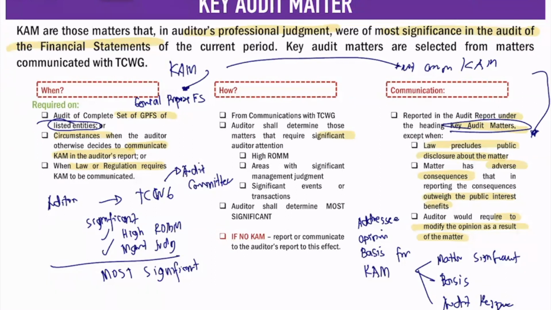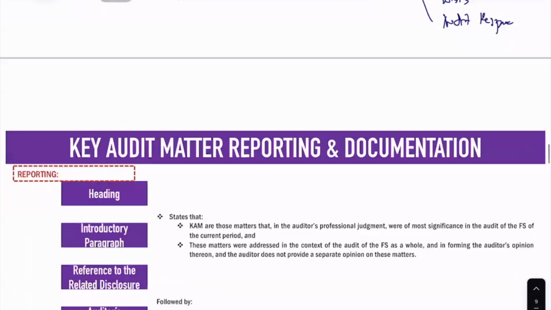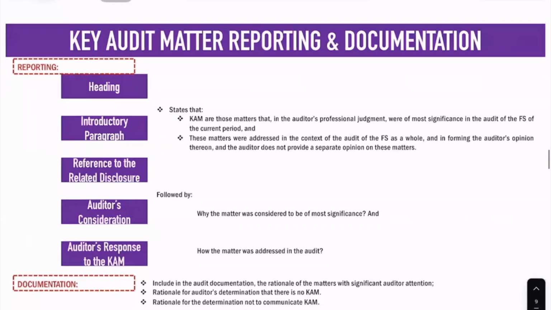And how do we communicate it? First, addressee, the opinion, the basis for the opinion, and after that, you place your key audit matter paragraph. And normally, you place why the matter is significant, the basis, and the audit response. So let's look into that. How do you report? First, your heading. Our heading there is Key Audit Matters. And then we place your introductory paragraph. Normally, in your introductory paragraph, we provide the definition of a key audit matter.